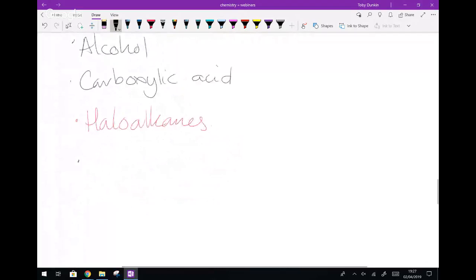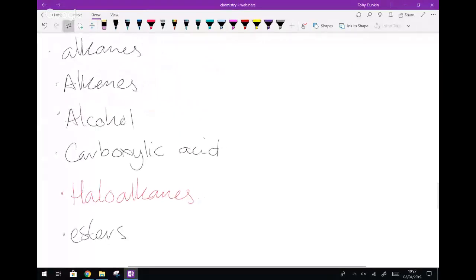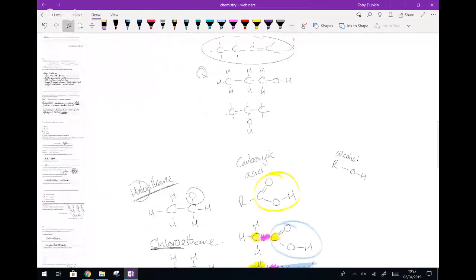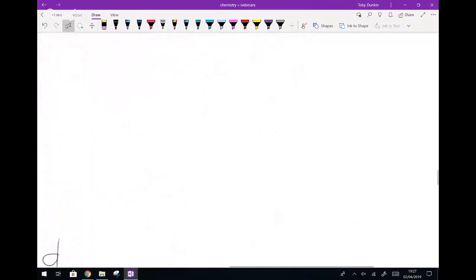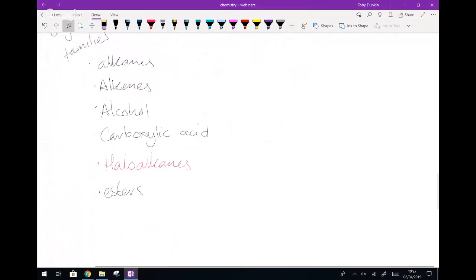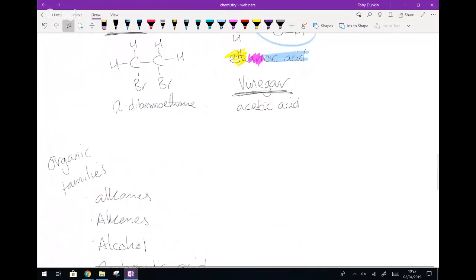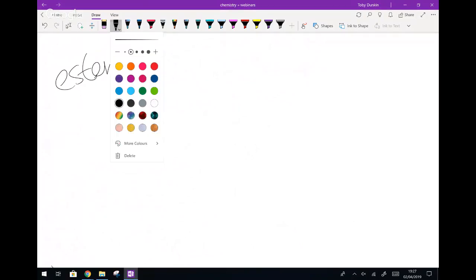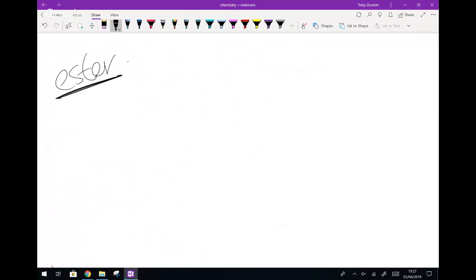Our last family is esters. Those are our five families, and what I want you to realize is why they've done this. There is a reason. I've done my carboxylic acids, and I'm going to drop into my esters. I've shown my carboxylic acid of choice, and now I'm going to do my ester of choice.